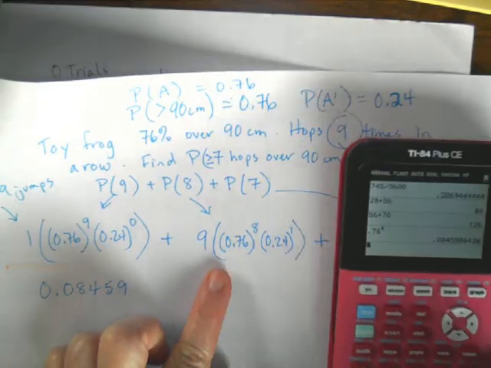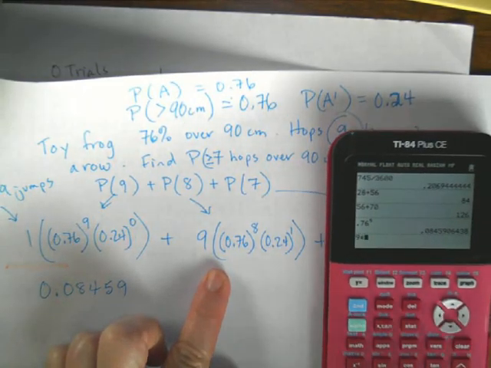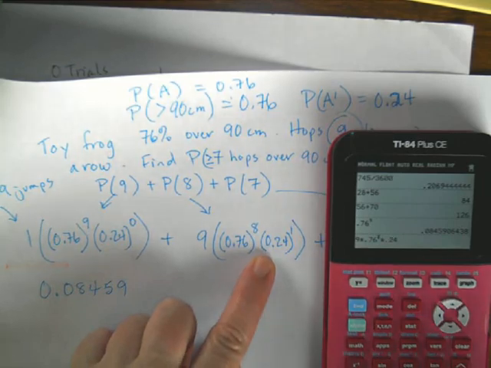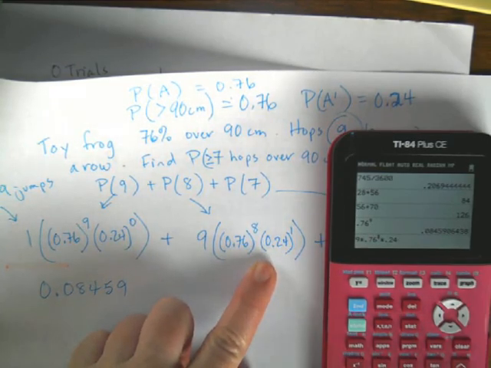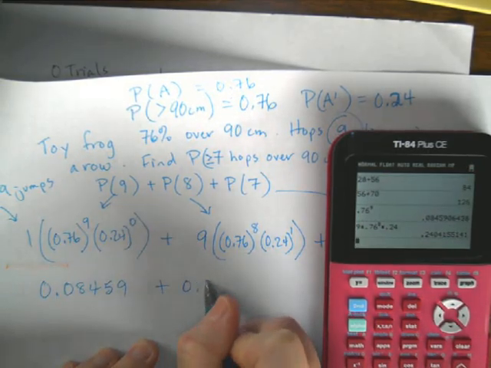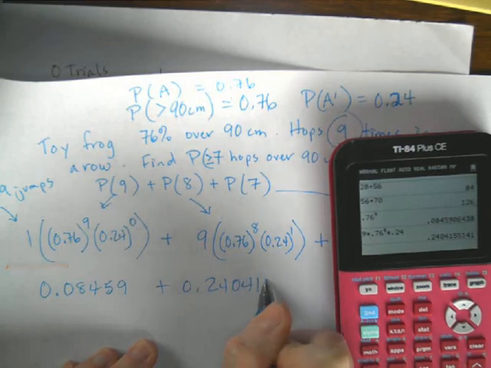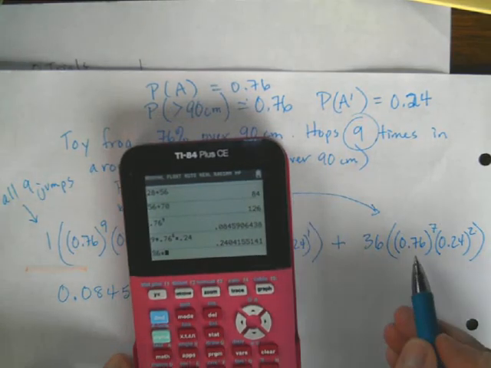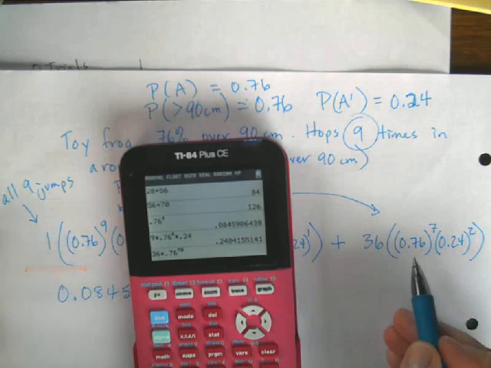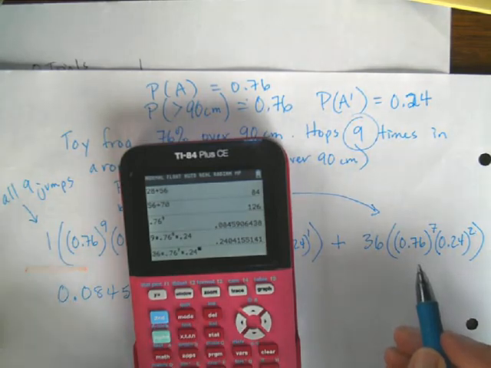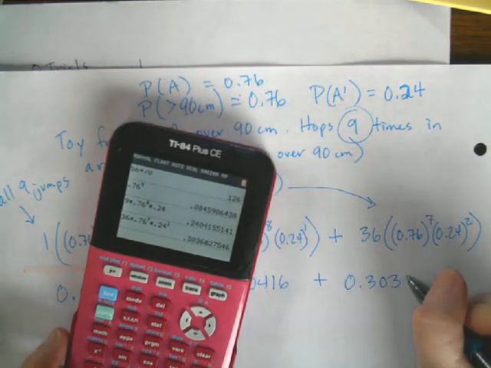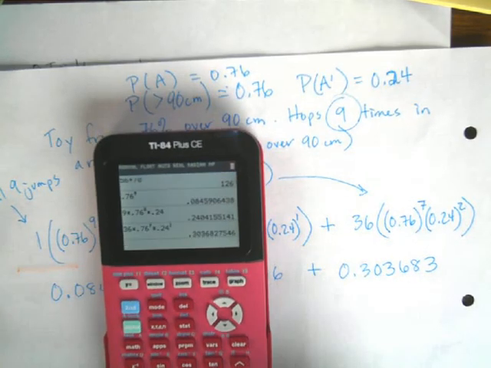The next one, I'm going to have 9 times 0.76 raised to the 8th power times 0.24 raised to the 1st power. I don't need to put the exponent into my calculator. And that gives me 0.240416, if I'm rounding that off. And then the next one is 36 times 0.76 to the 7th power times 0.24 raised to the 2nd power. And I get that, and that one is 0.303683.